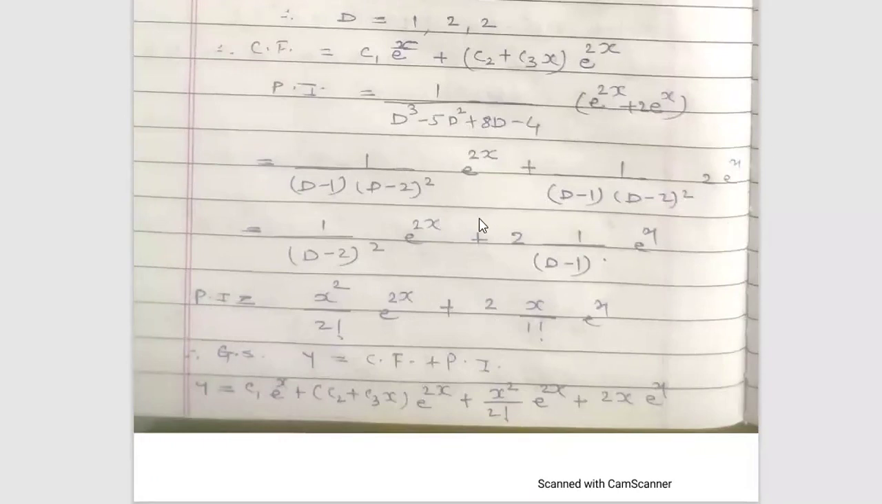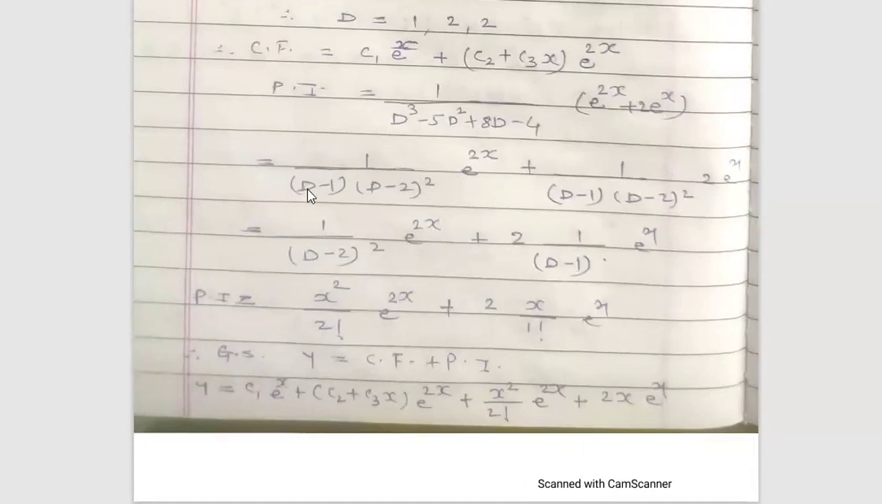Now solve for each one. For the first term, the function is an exponential function, the coefficient is 2. So replace D by 2. If we replace this D by 2, 2 minus 2 will be 0. So it is the subcase 1 upon (D - a)^r into e^(2x). The factor and the coefficient, both are the same here.